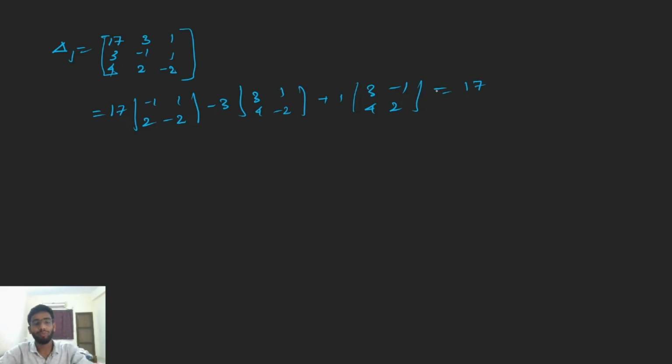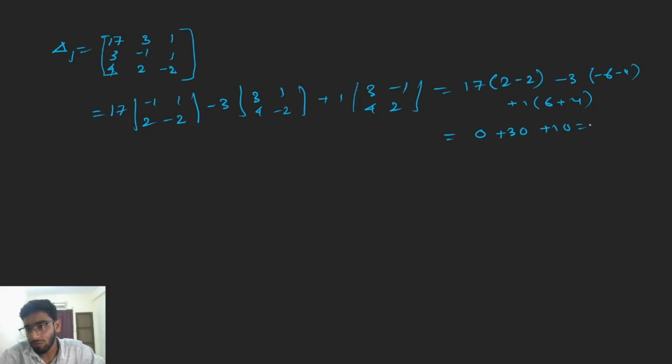Then minus 1 into minus 2, it is 2, 2 minus 2 is 0. Minus 3 into minus 6 minus 4, plus 1, 6 plus 4, it is 0 minus, plus 30 plus 10, which is 40. So similarly, we have to calculate del 2.